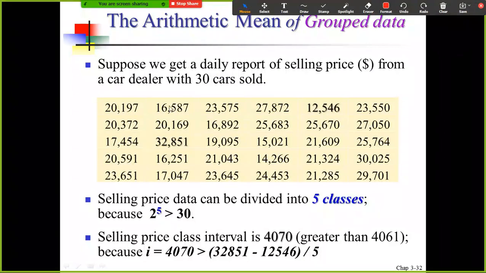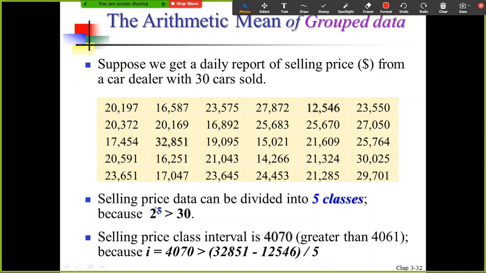Okay, so suppose that we get a daily report of selling prices from a car dealer with 30 cars sold. This is another example, not the previous example from chapter 2. So we have a daily report, which means one shop or one dealer can sell 30 cars in one day. This is the price of the 30 cars sold in a day: the first car, second car, third car, something like this.